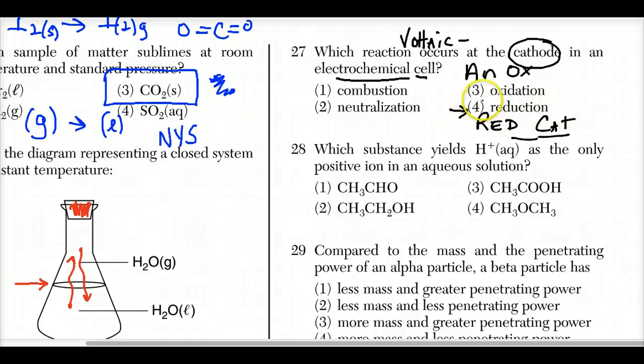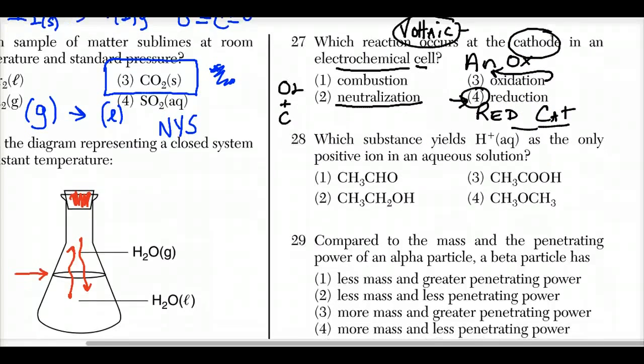Red Cat, choice 4. Combustion is oxygen plus some carbon-based fuel to make CO2 and water. The top of Table I does that. Neutralization is an acid and a base making salt and water. And oxidation would occur at the An Ox, the anode of an electrochemical cell. And it does not matter whether it's voltaic or electrolytic. An Ox Red Cat works for both. Nice little redox question there.